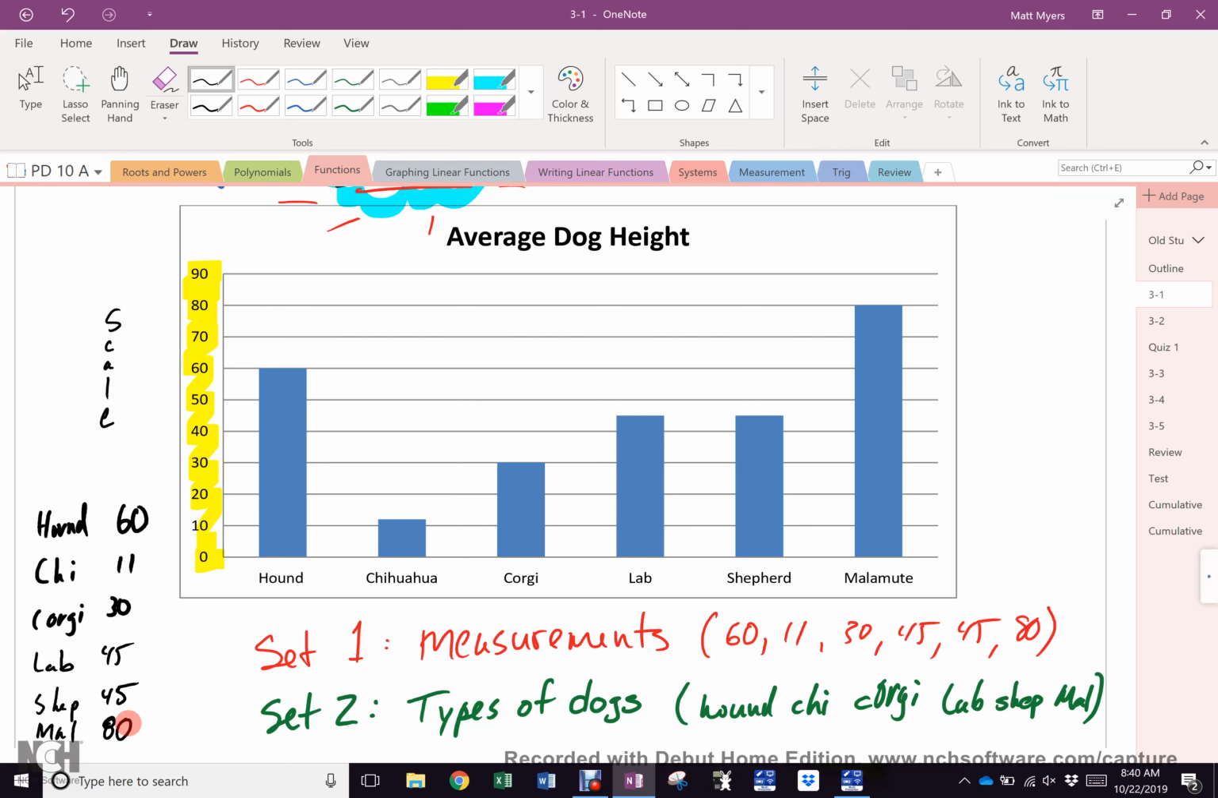Well, hound is 60, right? That's unique. What dog is 60 centimeters tall? How tall is a hound? Perfect. What dog's 11 centimeters tall? How tall is a chihuahua?